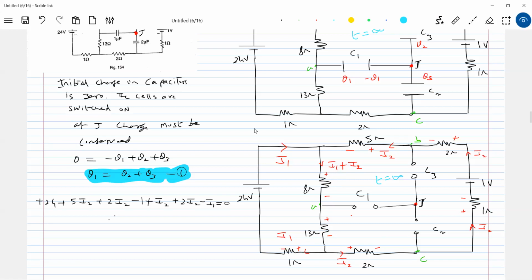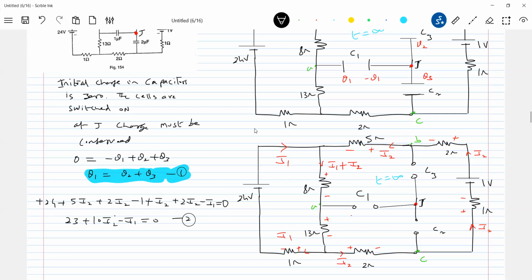Thank you. So plus minus 1 volt plus I2 minus, this will be plus 2I2 minus I1, going from positive, equal to 0. This is the one equation. So here 24, 5, 2, 7, 10 I2. 24 minus 1, 23. So this is equation 2.